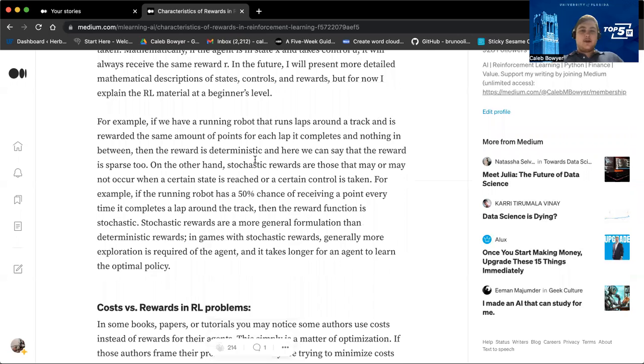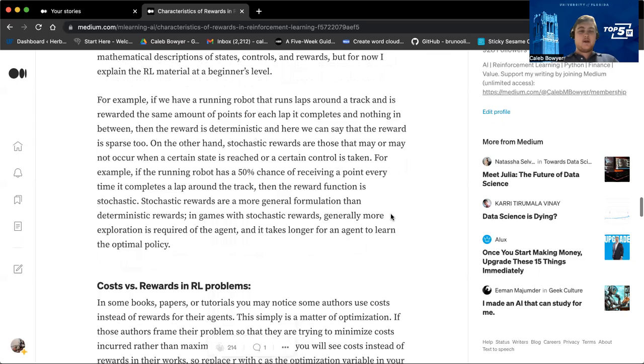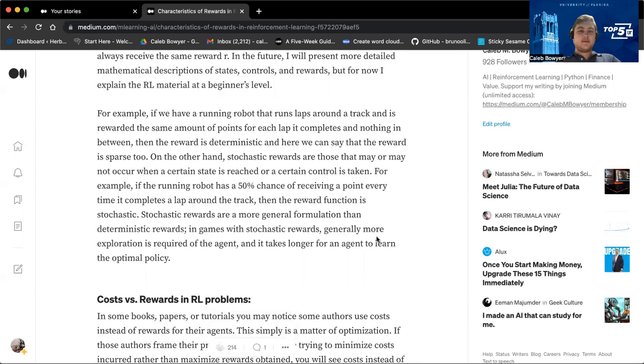As an illustrative example, if we have a running robot that runs laps around a track and is rewarded the same amount of points for each lap it completes and nothing in between, then the reward is deterministic. And here we can say that the reward is sparse too. On the other hand, stochastic rewards are those that may or may not occur when a certain state is reached or a certain control is taken. For example, if the running robot has a 50% chance of receiving a point every time it completes a lap around the track, then the reward function is said to be stochastic.